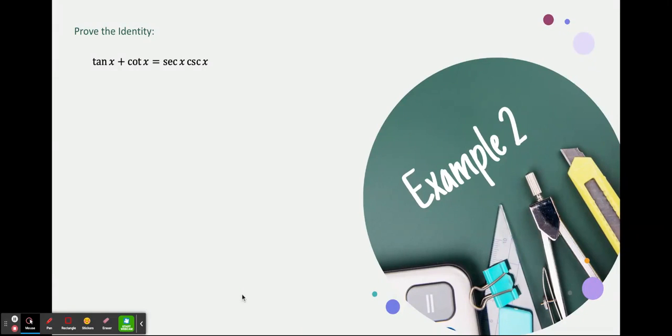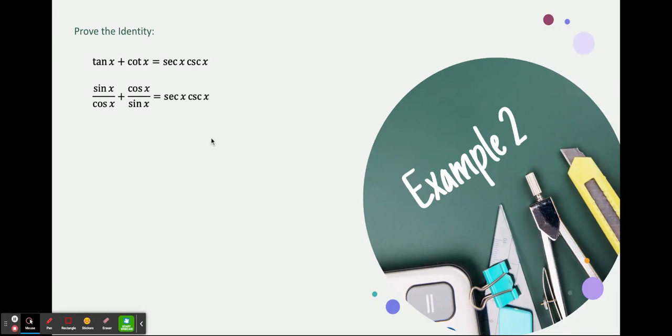Tangent x plus cotangent x equals secant x times cosecant x. Now in this case, we're going to focus on the side with the plus sign. Often addition is more difficult than multiplication, so more complicated. And we're going to start by writing it in terms of sines and cosines. That is not the only way you could solve this problem. It is just the method I chose.